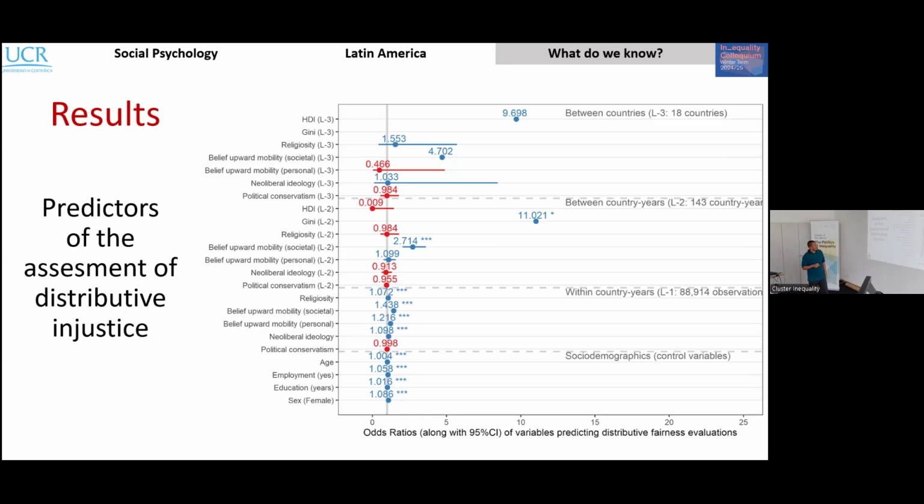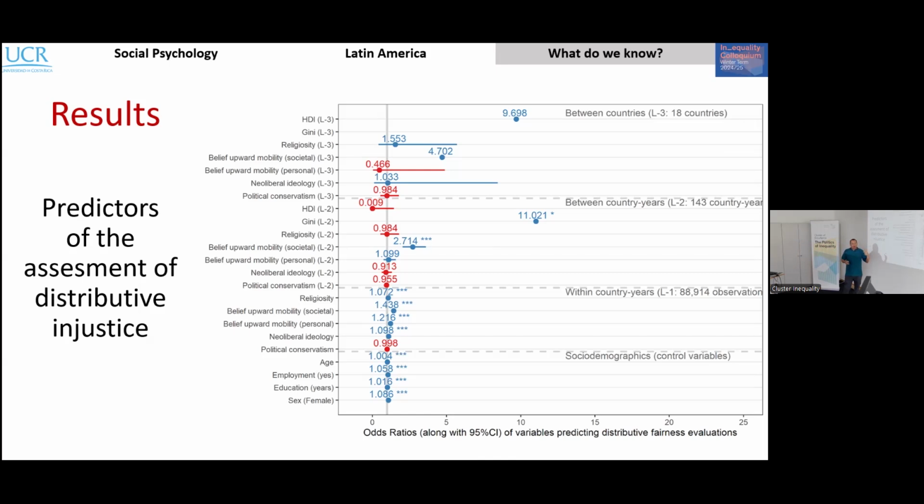And first, this is the Human Development Index. The Human Development Index is an index combining education, income, and life expectancy. So the higher the Human Development Index in a country, the more people believe that inequality is unfair. This can be tricky, but with more education and more understanding of how society works, people evaluate inequality as more unfair. So, a nice, good result.